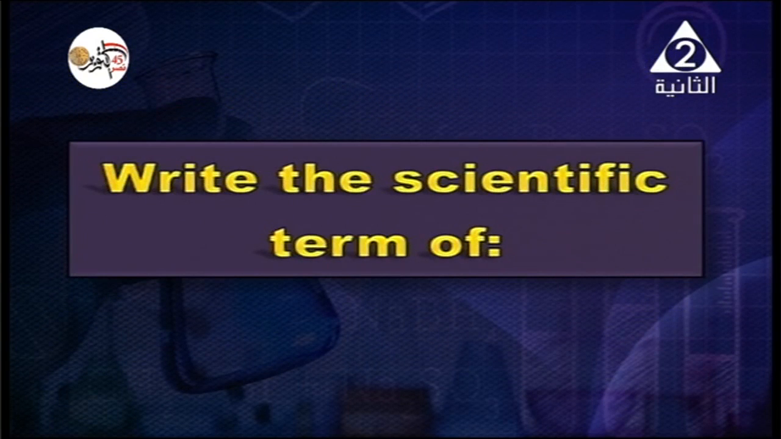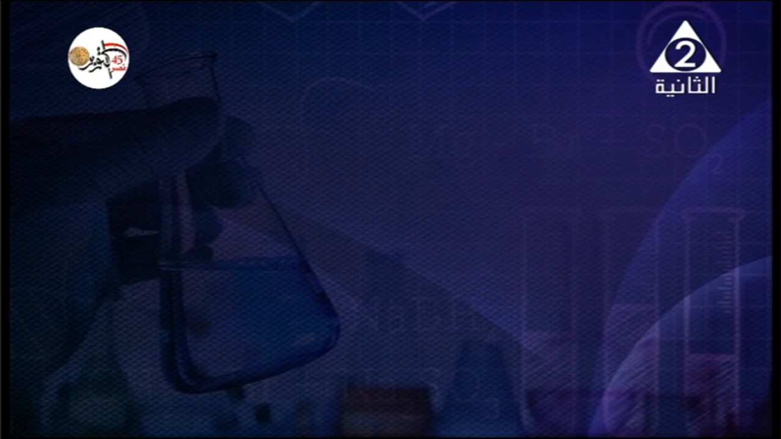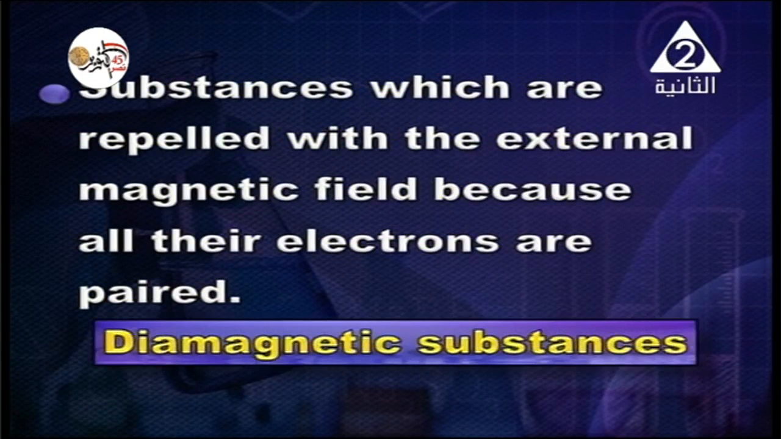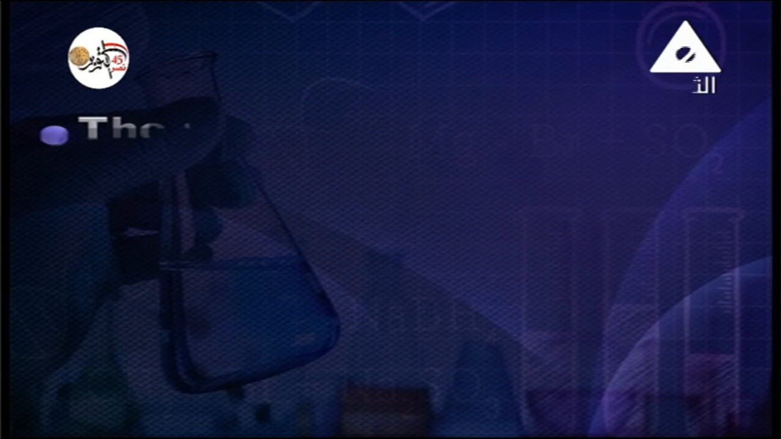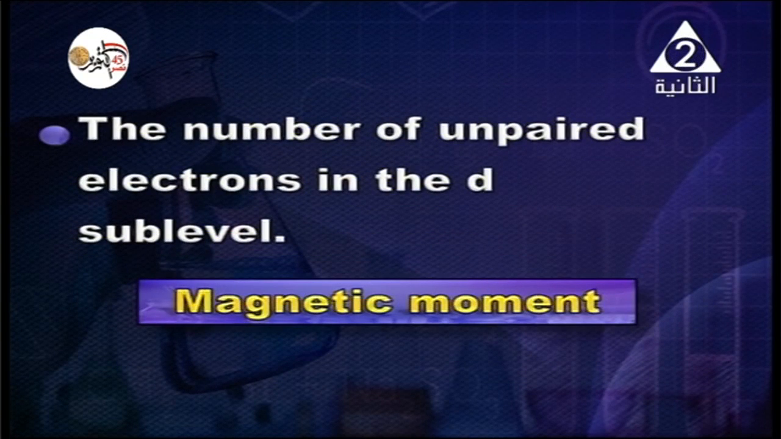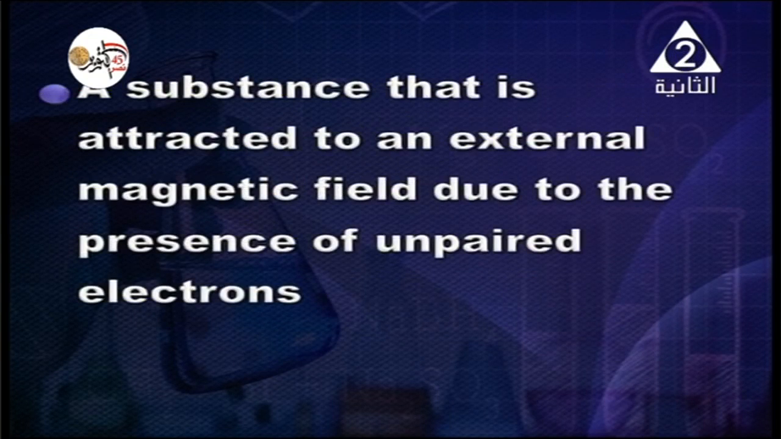The next type of questions, write the scientific term. Substances which are repelled by the external magnetic field because all electrons are paired, yes, the answer will be diamagnetic substance. Next point. The number of unpaired electrons in the d sublevel, if you think about it, yes, it will be magnetic moment.